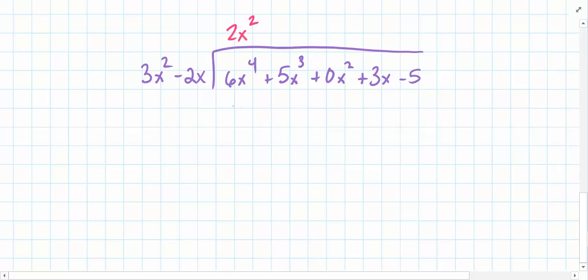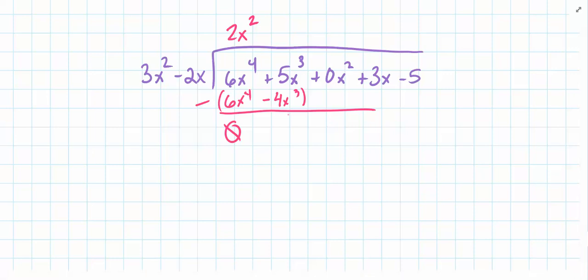x squared times x squared is x to the fourth. Good. 2x squared times the negative 2x? Minus 4x cubed, right? So again, we're going to draw our line, we're going to subtract. You should get 0 by design, okay? Now I got 5x to the third minus a minus, so that's a plus, right? So that's going to give me what? A positive 9x to the third. And then bring down the plus 0x squared.